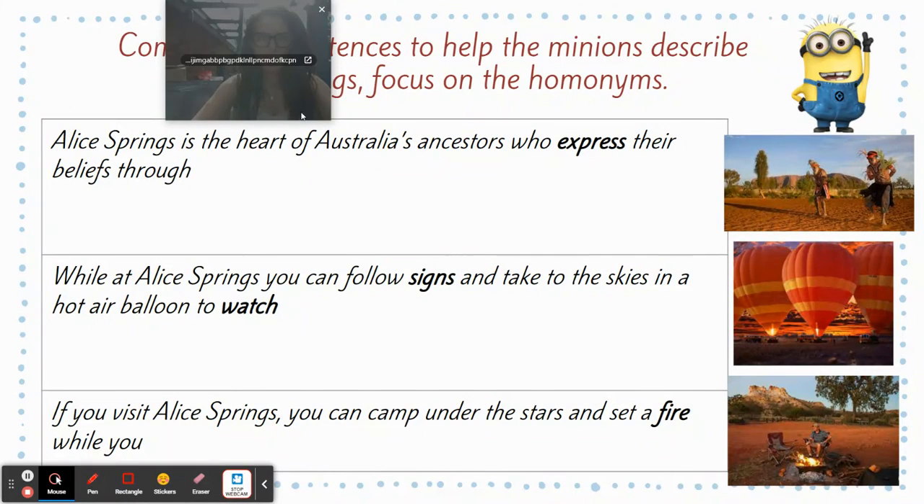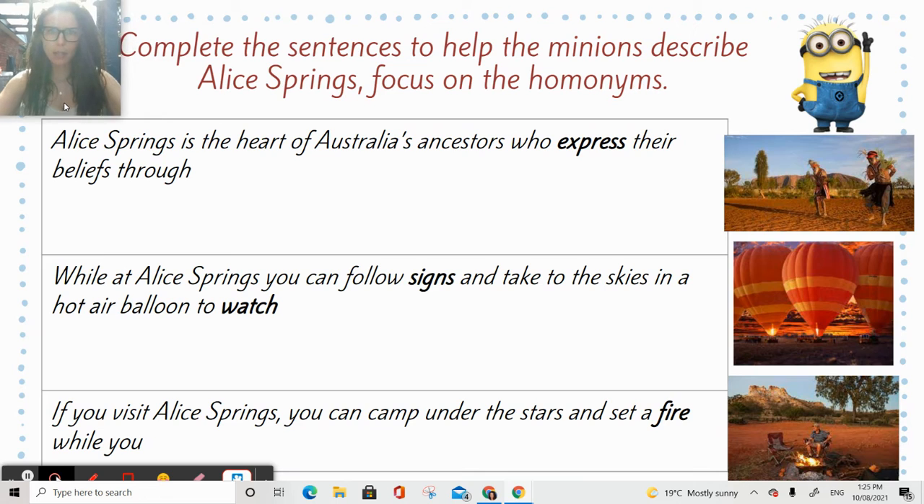What I would like you to do today is complete the sentences to help the minions describe Alice Springs, but focus on the homonyms. So, for example, Alice Springs is the heart of Australia's ancestors who express their beliefs through. Now, express, we're not talking about the speed express, we're showing how they show their understanding of something. So, you need to write the rest of this sentence.